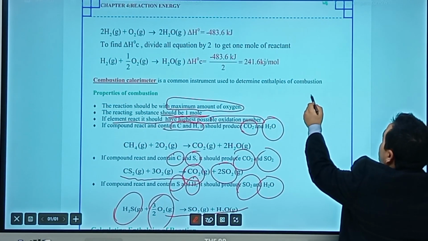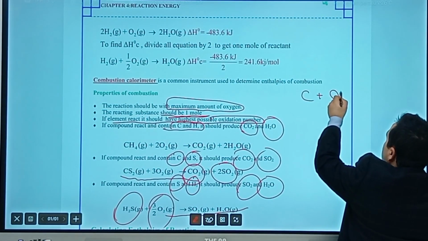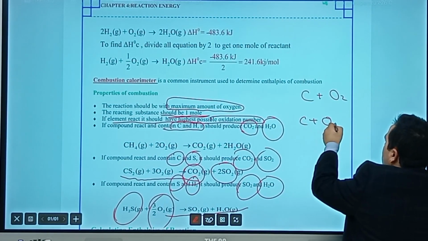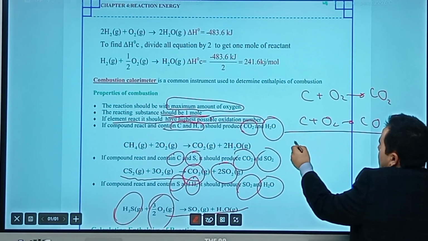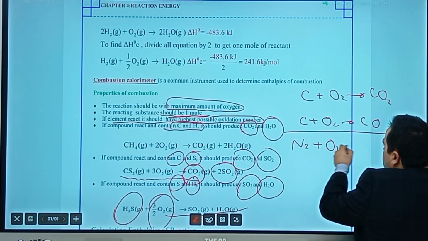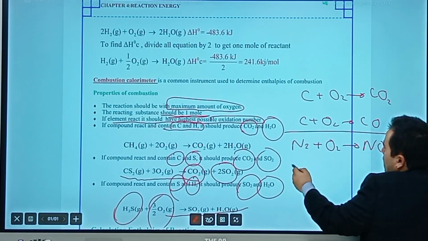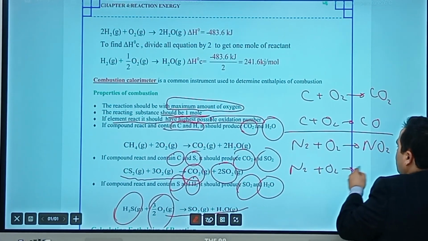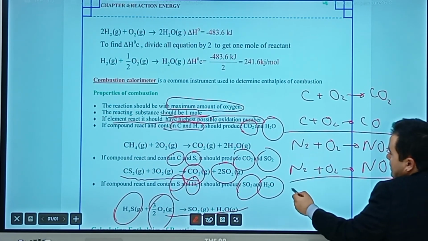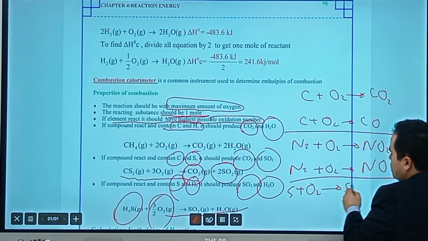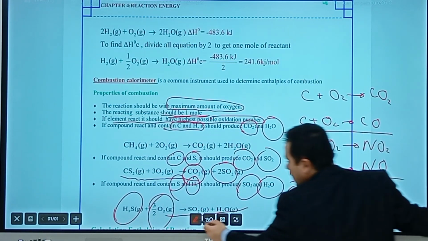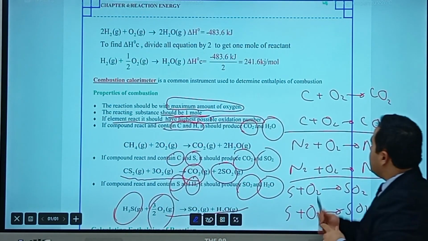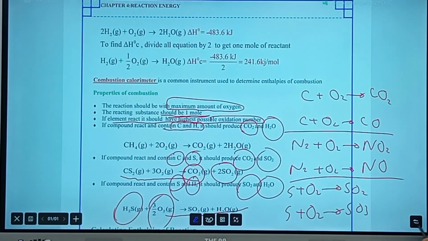We have 3 examples. The carbon, when it reacts with oxygen, will produce CO2 and CO. And nitrogen reacts with oxygen to produce NO2. N2 reacts with oxygen to produce NO. Sulfur reacts with oxygen to produce SO2. Sulfur reacts with oxygen to produce SO3. Guys, these 3 elements, carbon, nitrogen, and sulfur, whenever they react with oxygen, they produce more than 1 compound.